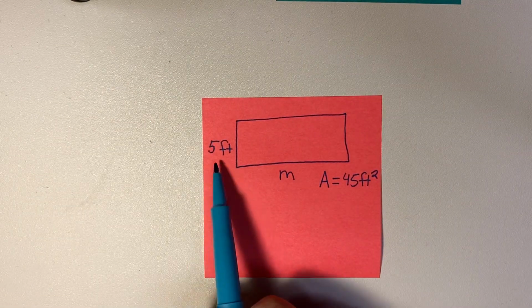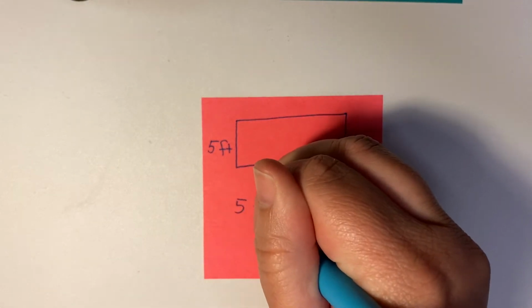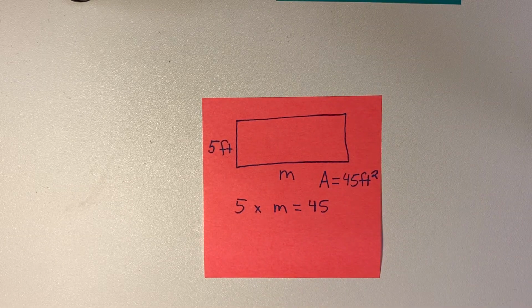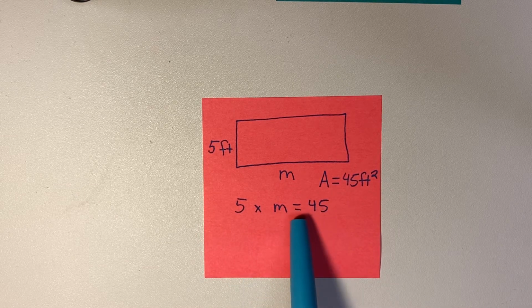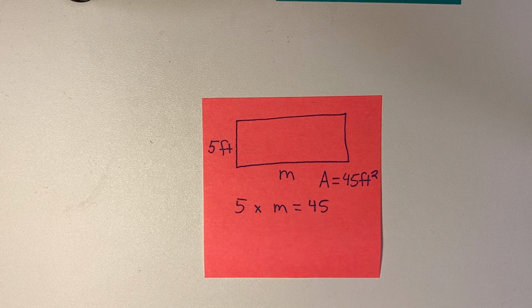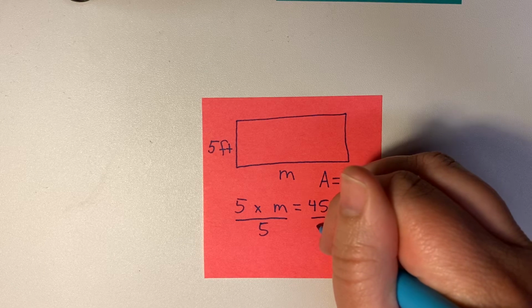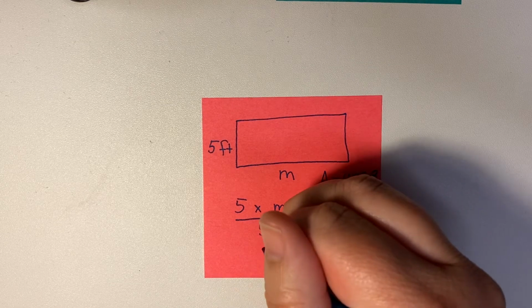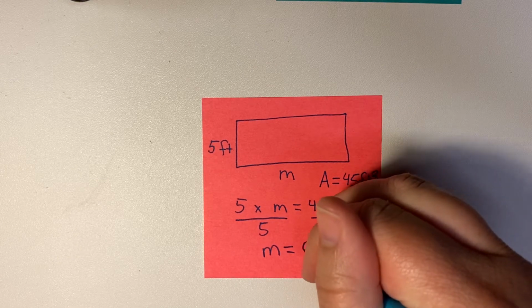Well, we know that the length times the width will equal the area. So we're going to say 5 times m equals 45. Now, if you know your math facts, you probably know that 5 times what equals 45. Well, you're going to know that that's 9, right? Or if it's a math fact you don't know, you divide both sides by 5, which 5 divided by 5 is 1, so that becomes a 1, and we don't really need to write it because we know it's 1m. And 45 divided by 5 is 9.